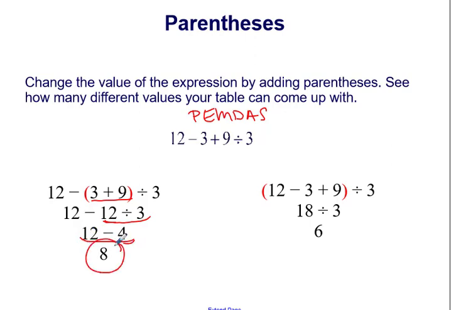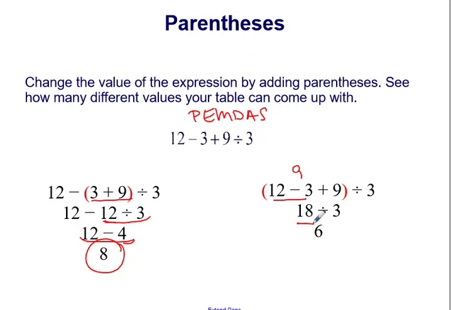This is versus, let's put the parentheses now not just around the 3 plus 9, but what about the entire 12 minus 3 plus 9? We don't have to limit it to just 2 terms. We can put it around however many we want. So now we have to do what's inside the parentheses first. 12 minus 3 plus 9, that's addition and subtraction. Reading from left to right, 12 minus 3 is 9. And 9 plus 9 gives us 18.